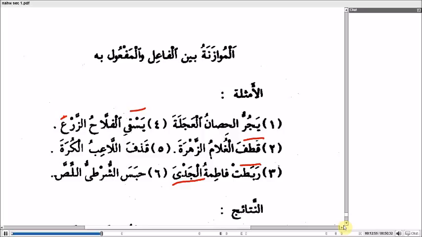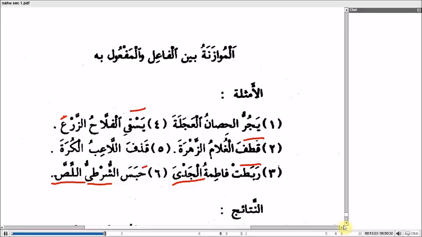Habasa al-shurti al-lissa. Habasa is to arrest or to detain. Al-shurti is the police officer. The police are called a shurta. One officer is called a shurti. The officer arrested al-liss, the thief.